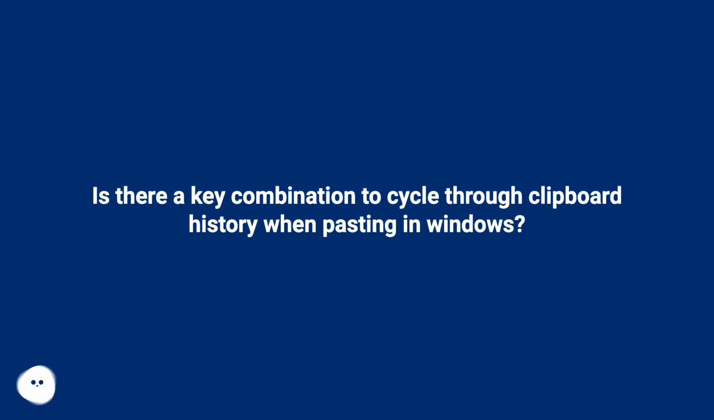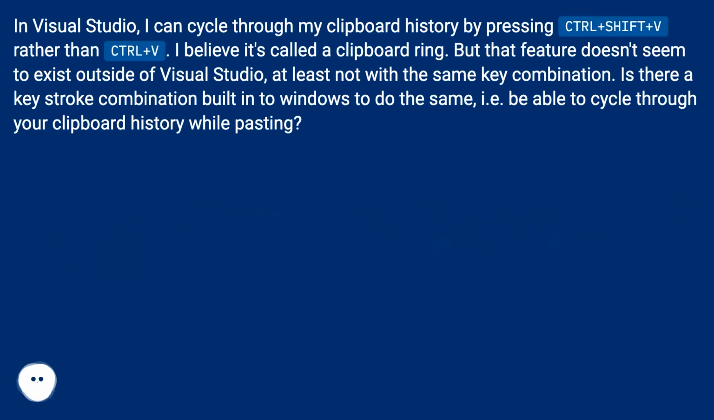Is there a key combination to cycle through clipboard history when pasting in Windows? In Visual Studio, I can cycle through my clipboard history by pressing Ctrl+Shift+V rather than Ctrl+V. I believe it's called a clipboard ring. But that feature doesn't seem to exist outside of Visual Studio, at least not with the same key combination. Is there a keystroke combination built into Windows to do the same, to be able to cycle through your clipboard history while pasting?